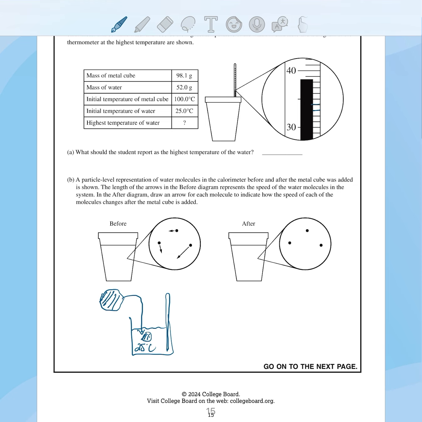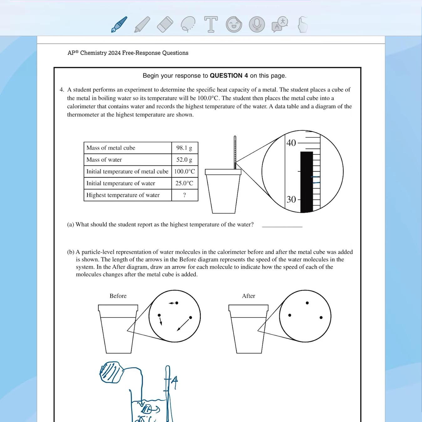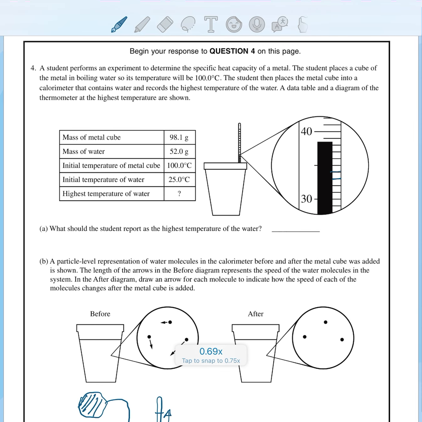After this cube goes in, the water's temperature went up. So that means heat went into the water. It's leaving the metal cube and going into the water. The temperature went up, which is what my thermometer is showing in the diagram in question A. Now that we understand how that's set up, let's look at the question.